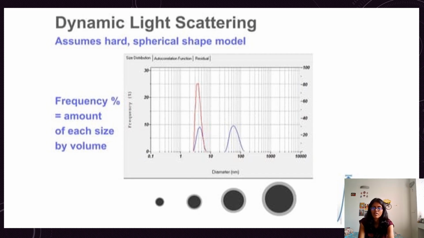And if there were a number-based distribution, then that gives a clear view of how many particles fall into different size ranges, making it better suited for samples with a mixture of sizes.